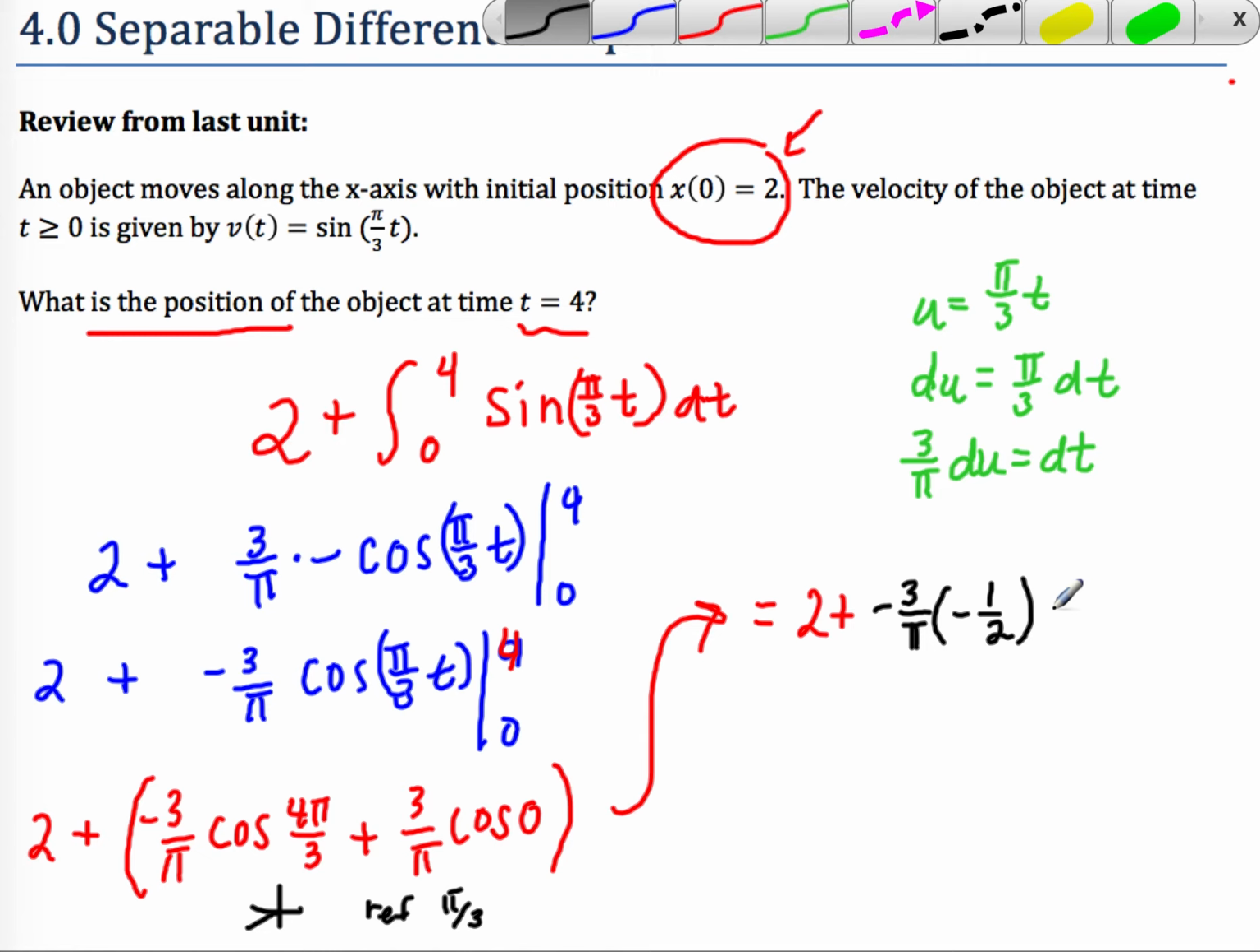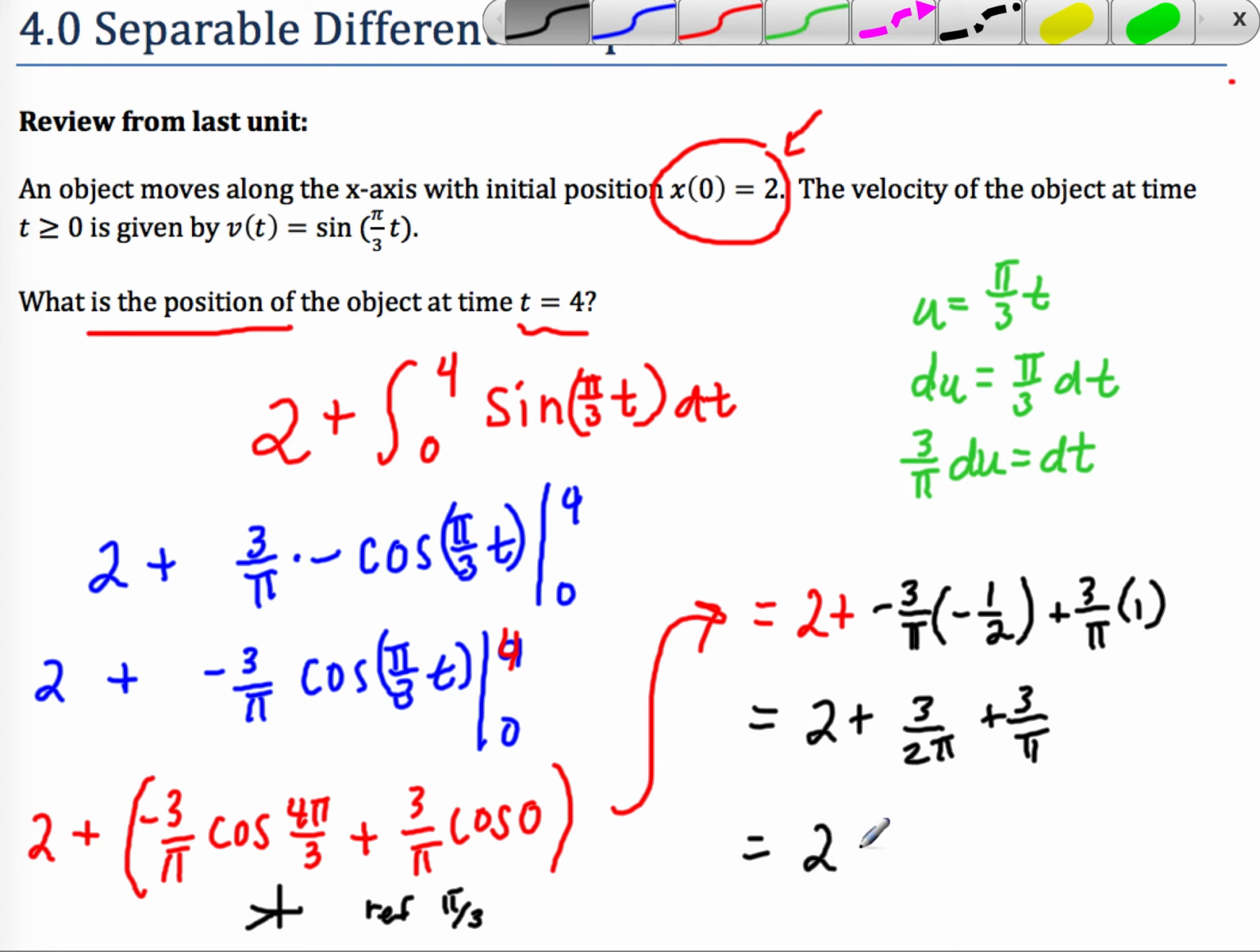And then we're going to subtract there, add the negative here, so 3 over pi, and then the cosine of 0 just being 1 here. So we'll simplify this expression. We have 2 plus, this becomes 3 over 2 pi plus 3 over pi. So we end with, and we can end right there for the AP.